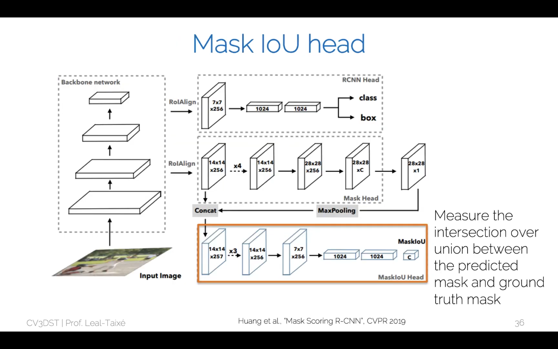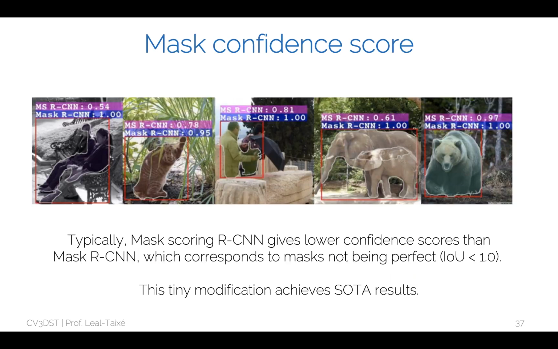This is why in a subsequent CVPR 2019 paper, other authors proposed what is called Mask Scoring R-CNN, which was essentially a mask intersection over union head. The idea is that you want to measure the intersection over union between the predicted mask and the ground truth mask. So you want a loss that is really acting on the instance level, on the mask instance level, and not only on the bounding box instance level.